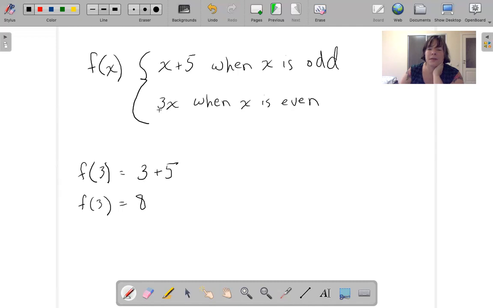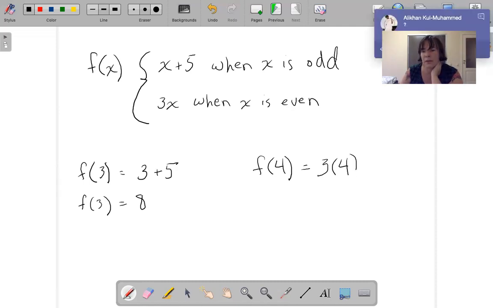Now let's do f of 4. Well, f of 4, let's see, 4 is an even number. It's 3x when x is even. So f of 4 equals 3x and x is 4. So f of 4 is 12. Let's do one more.